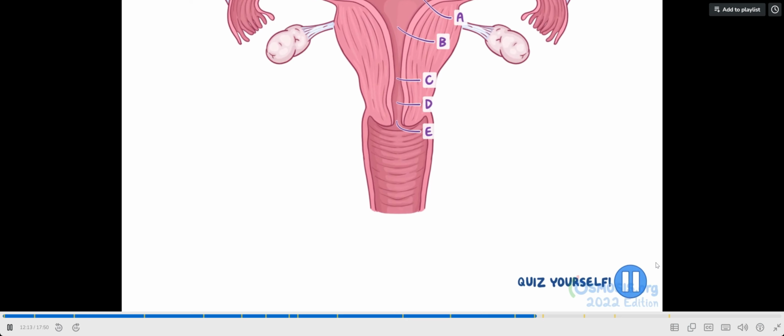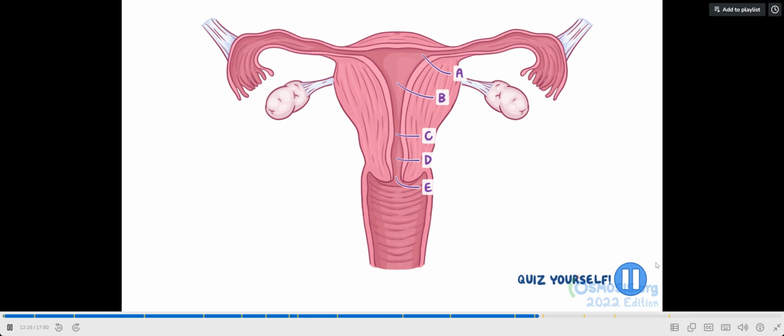Okay, now let's take a deep breath and have a quick quiz. Can you name the internal features of the uterus on this image?